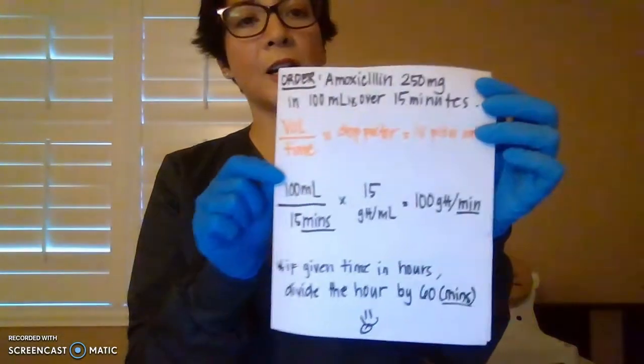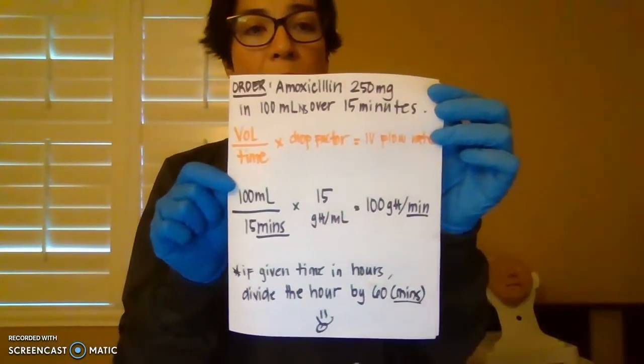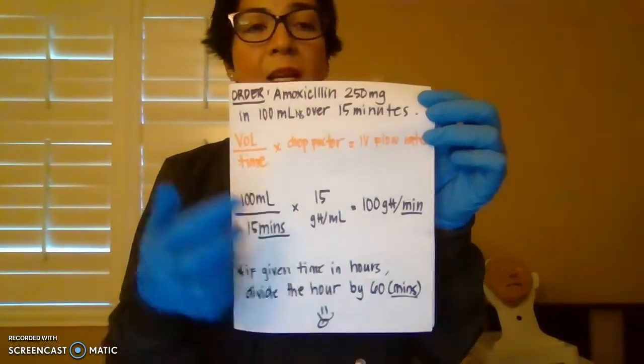So now you get another order. You get another order for an antibiotic that needs to be infused to your patient. So make sure that you have the right medication. Do your patient's rights. Again, cross-check with your MAR. All right. And your order is amoxicillin, 250 milligrams in 100 ml of normal saline over 15 minutes.